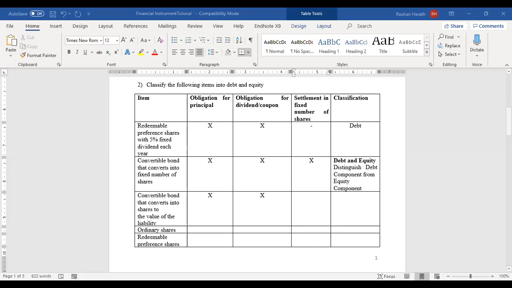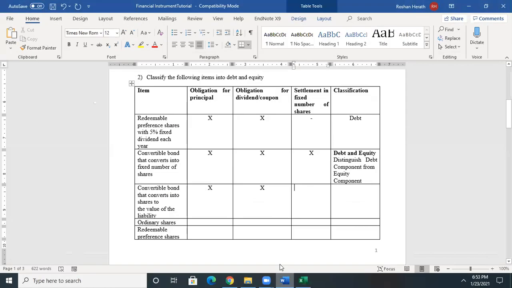At the time of the maturity, what would the market price have been, right? So therefore, we have not fixed that. We have not made it fixed. Hence, it's going to be a transaction that is settled in a variable number of shares.